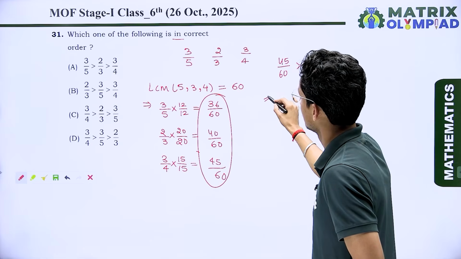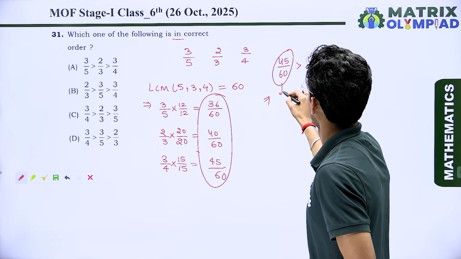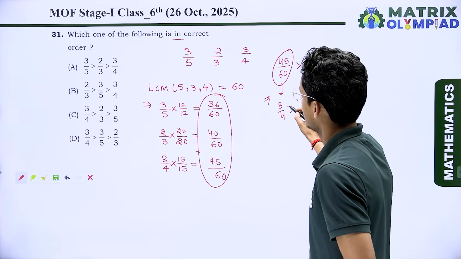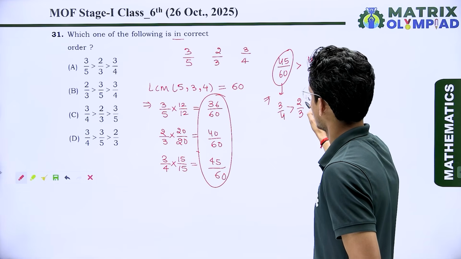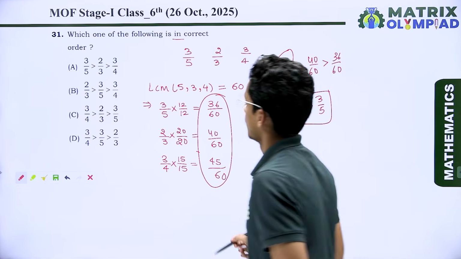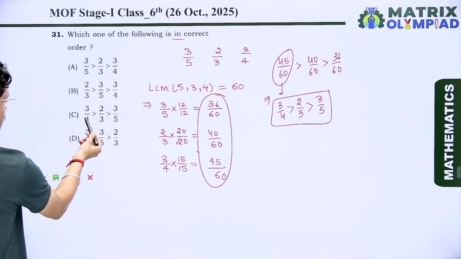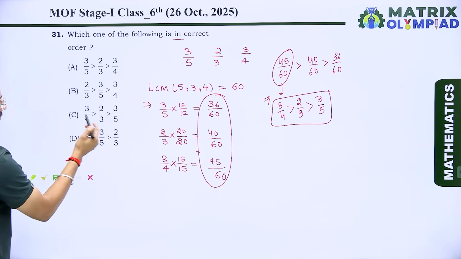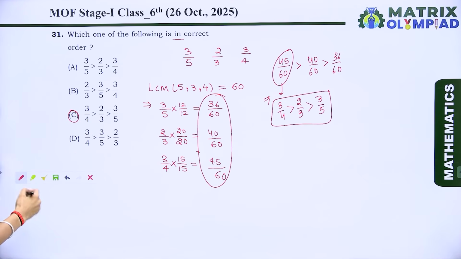So I can write here 3 by 4 greater than 2 by 3 greater than 3 by 5. So check which option is correct. If I talk about option number C, 3 by 4, 2 by 3, 3 by 5, it means option number C is the correct answer over here.